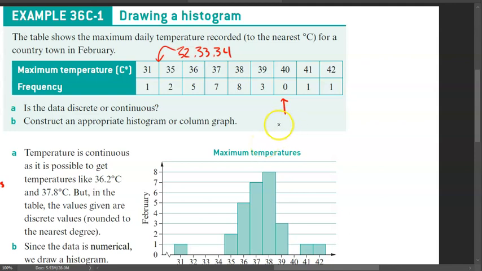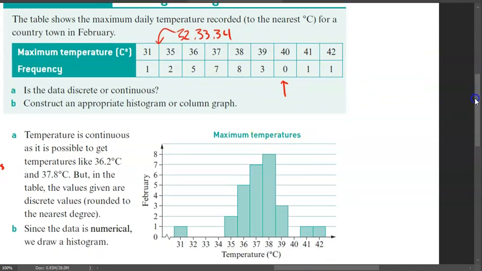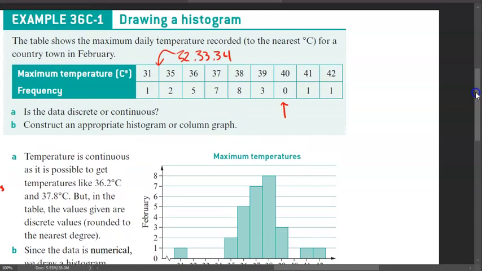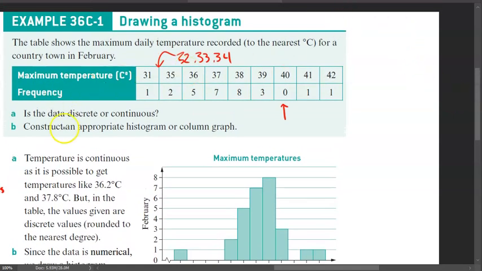Okay. First question, is the data discrete or continuous? Or in other words, we know it's numerical, but do we have whole numbers or do we have decimal numbers? Now this brings me to that first point that I brought up before. The temperatures that are given are whole numbers. That is correct. They're whole numbers.